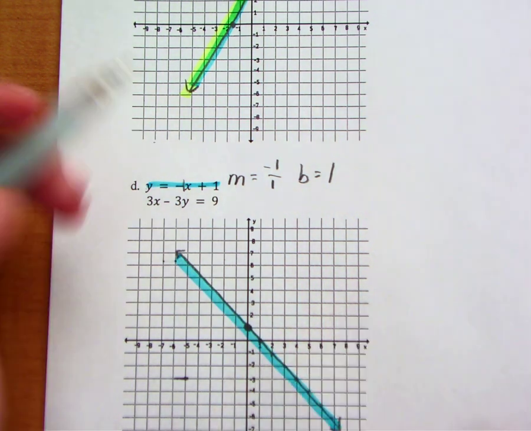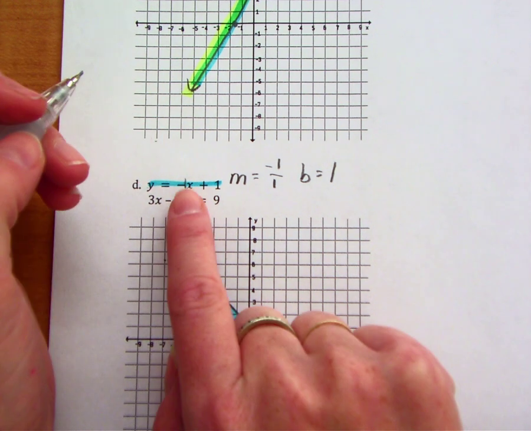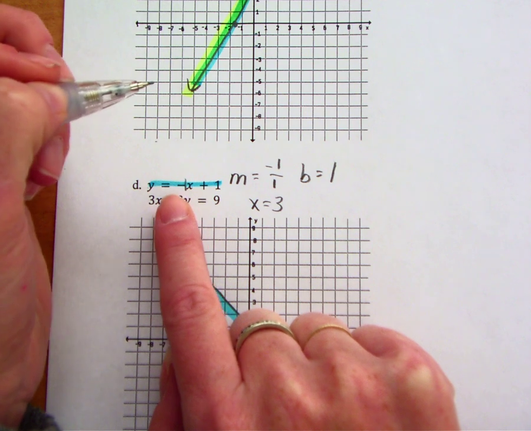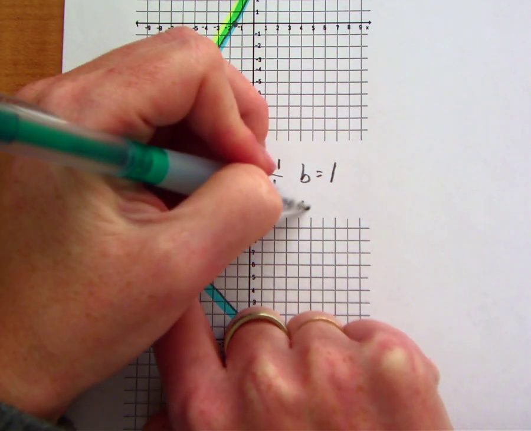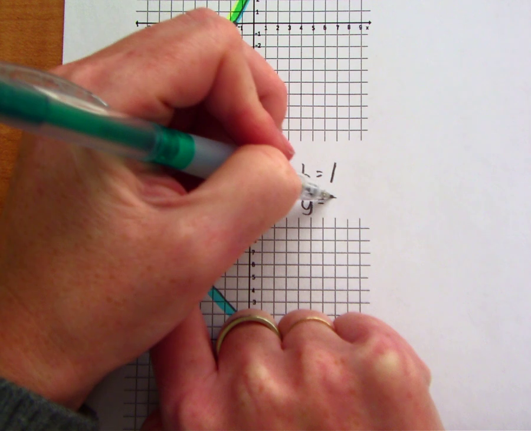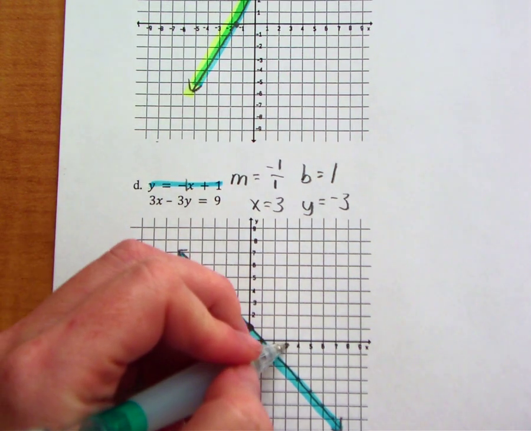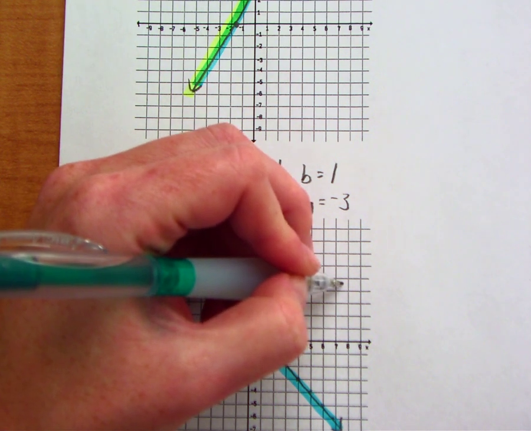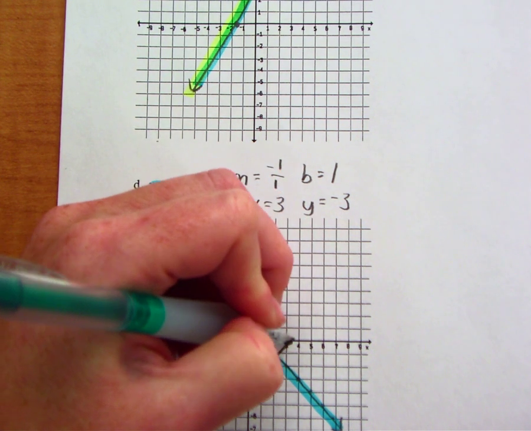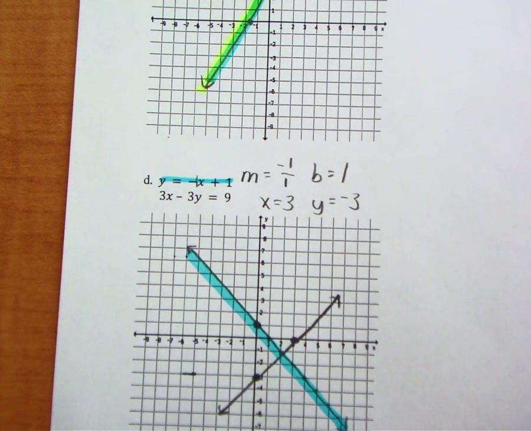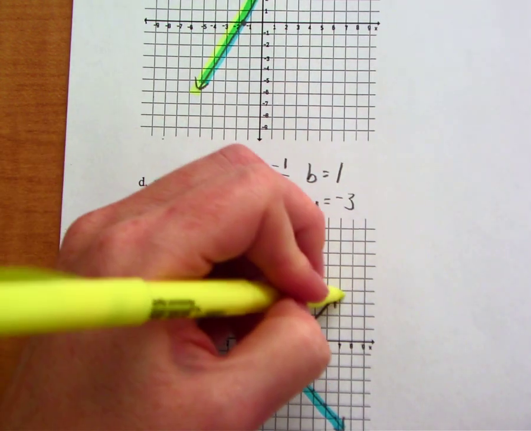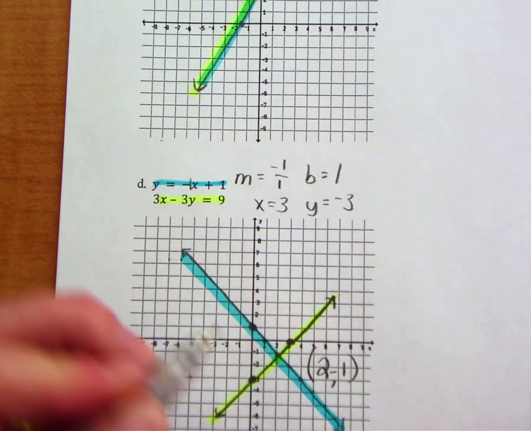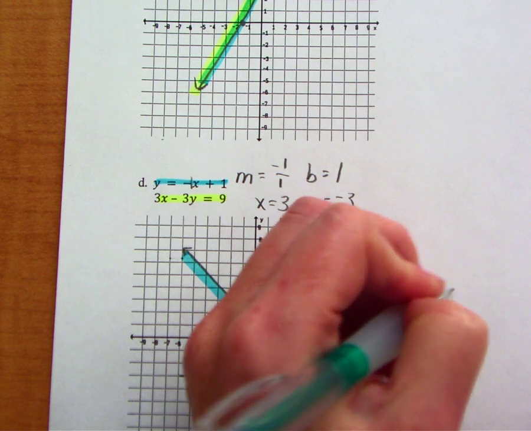The second equation is in its standard form. So again, we're going to cover up the y to make y 0, and x would be 3. And then we're going to cover up the x to make x 0, and y is -3. So we're going to go to 3 on the x and -3 on the y, and we're going to connect those points carefully so we can see that nice intersection point. And if we look to where they intersect, it is at (2, -1). So our solution is (2, -1).